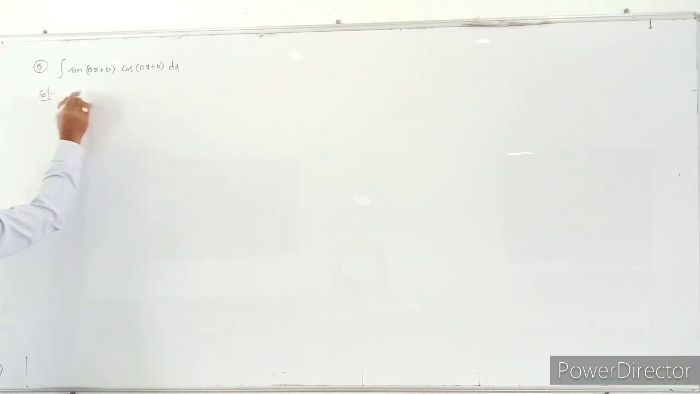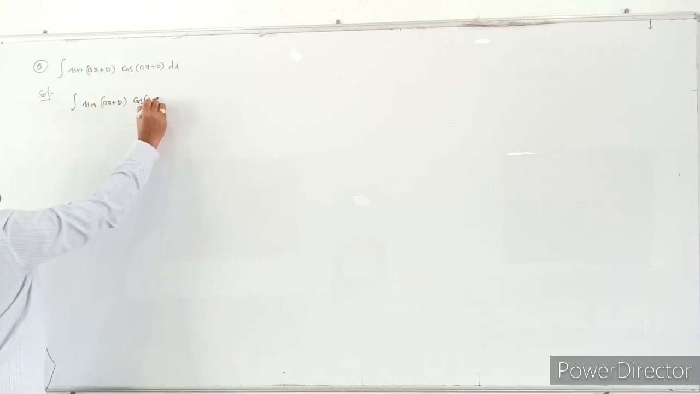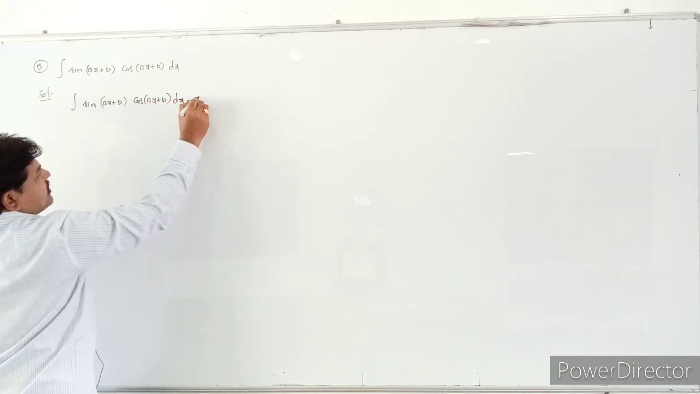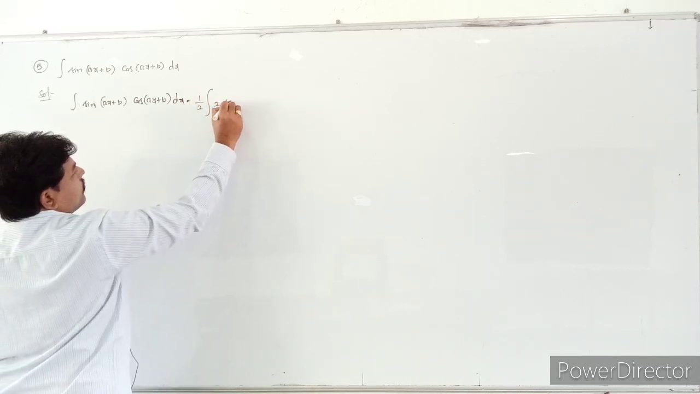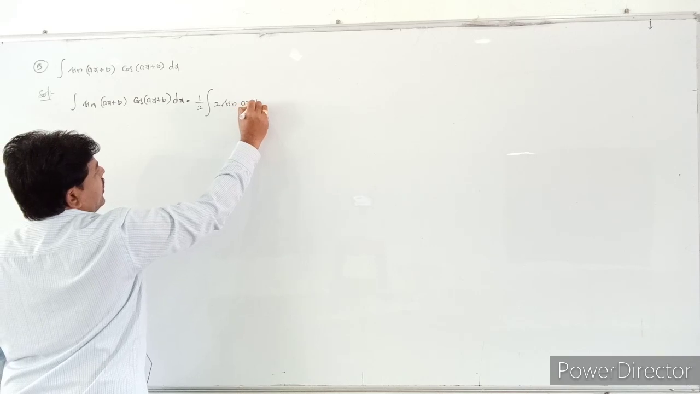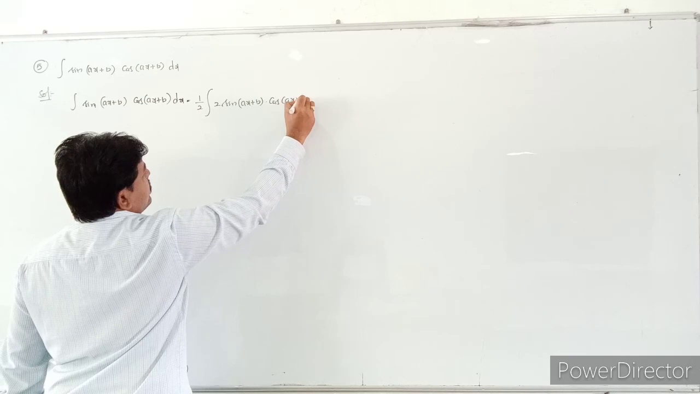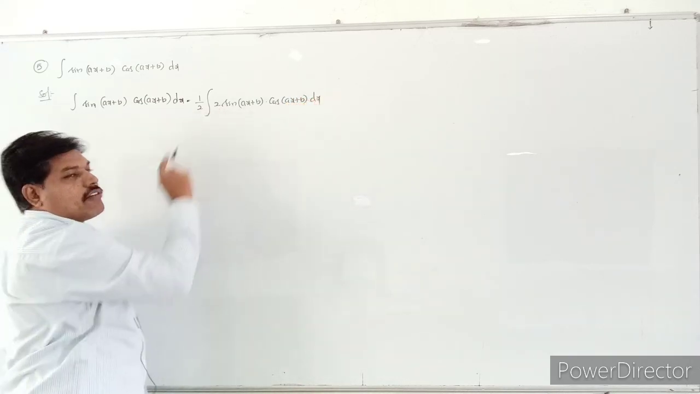First I will take the integral of sine of ax plus b into cos of ax plus b into dx, which is equal to, I am multiplying and dividing by 2. What happens? 2 into sine of ax plus b into cos of ax plus b into dx. So what I did here is I multiplied and divided by 2.